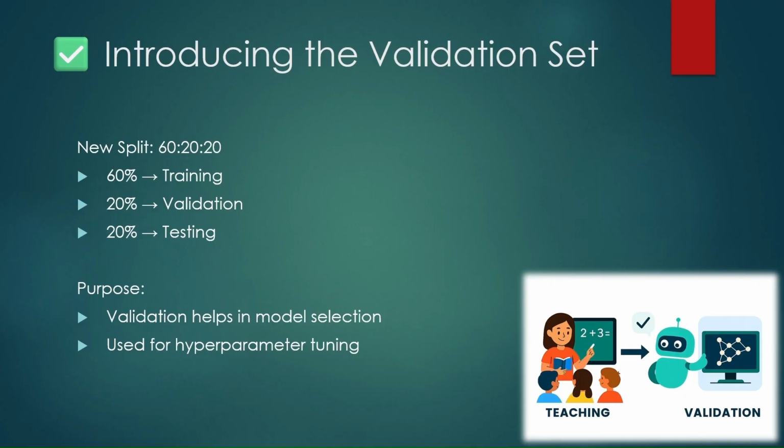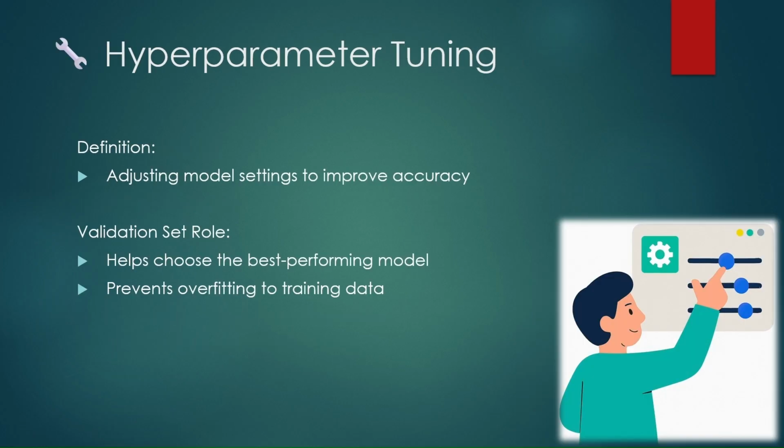Validation set of 20% used to fine tune the model and select the best configuration. Testing set of 20% used for final evaluation. The validation set helps with model selection and hyperparameter tuning, choosing the best settings that improve accuracy and performance.